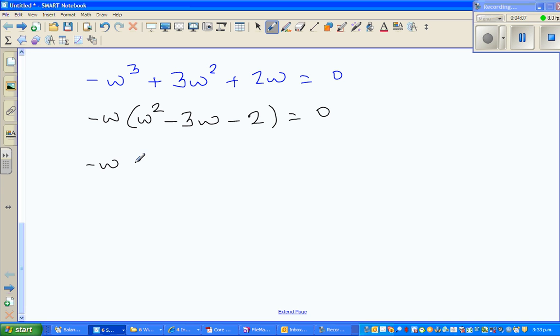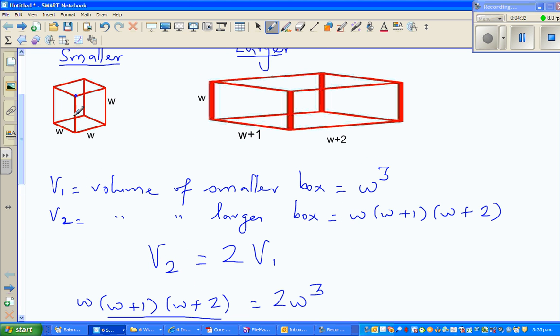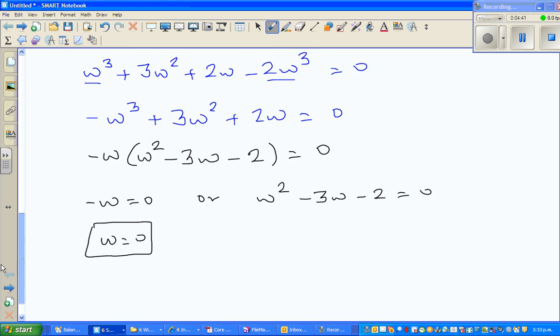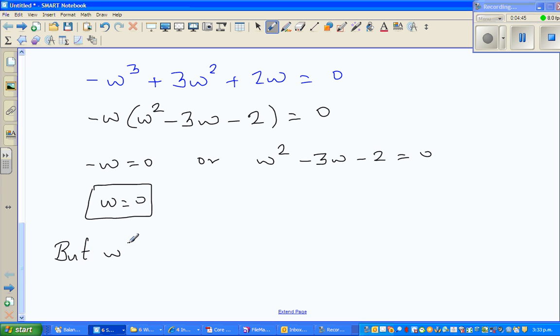So now you can say minus W is equal to 0. This has become a quadratic equation. This times this is 0, so this is 0, or W squared minus 3W minus 2 is equal to 0. If minus W is equal to 0, W has to be 0. This answer is mathematically right, but if you look at the question, the width is becoming 0, and that's not possible because the dimension has to be positive. So W has to be greater than 0. Therefore W cannot be equal to 0, so we are rejecting this option.